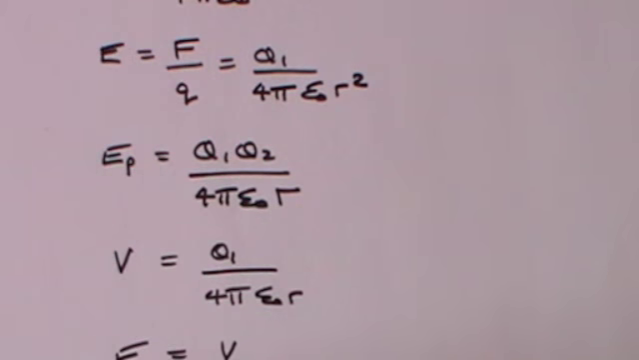The electric potential energy is Q1 Q2 divided by 4 pi epsilon naught r, and again you'll notice that if you differentiate the potential energy with respect to r, you get the force. The electric potential V is essentially the electric potential energy per unit charge, so it's Q1 over 4 pi epsilon naught r.